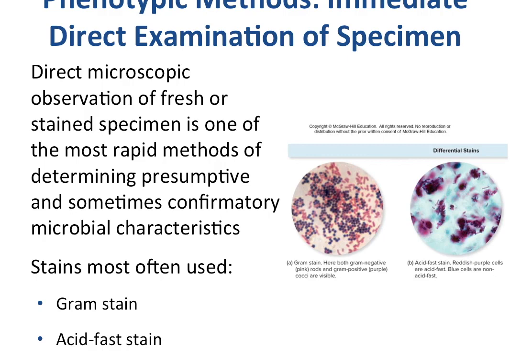So the differential stain that we have studied in the last chapter is the Gram stain and acid-fast stain, right? So this is Gram stain. This is acid-fast stain.